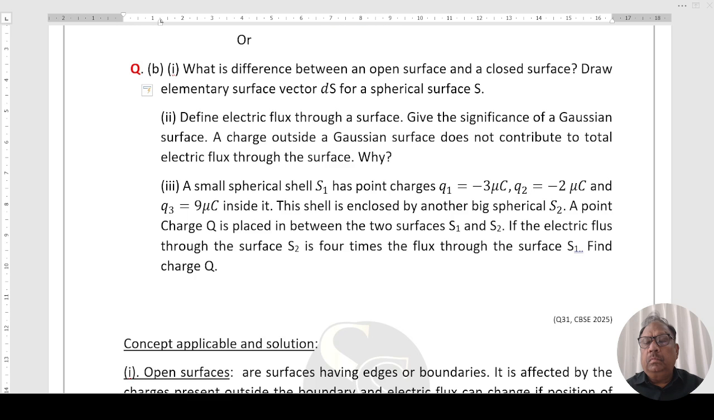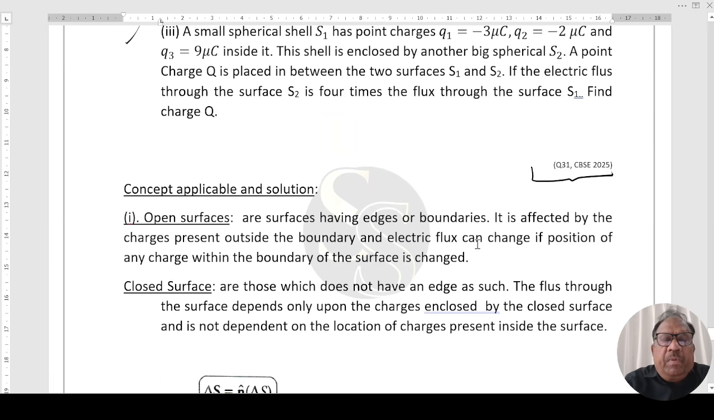Next question. The question is: what is the difference between an open surface and a closed surface? Draw the elementary surface vector dS for a spherical surface. This is part 1, then part 2, then part 3. We will discuss one by one. The question is taken from the CBSE paper 2025. Part 1: difference between open surfaces and closed surfaces.